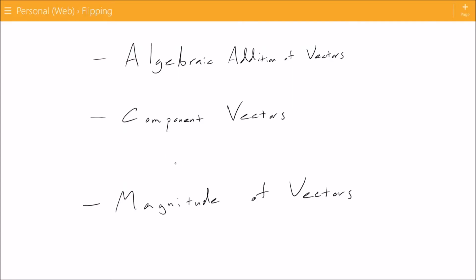Hello, today we're going to be talking about a few different things here, all about vectors. We're going to be looking at algebraic addition of vectors, then we'll talk about component vectors, and then lastly we'll talk about finding the magnitude of vectors.